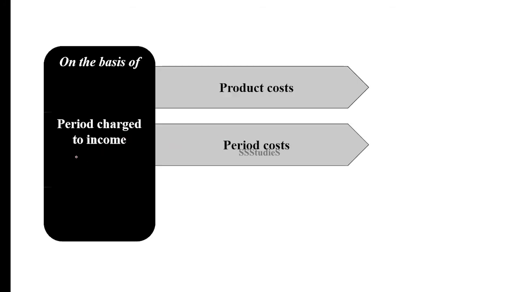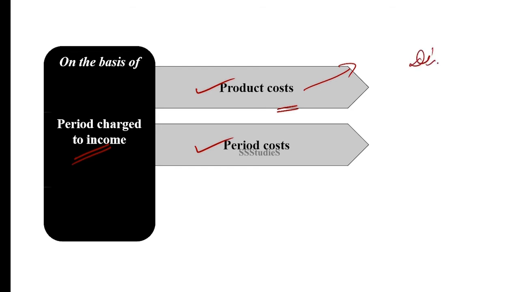Another basis of classification is depending upon the period charged to income. As such, this cost can either be product cost or it can be period cost. Now, product costs are those costs that are required for the production, and this will not be incurred if there is no production. Only when there is production, these costs are incurred. If there is no production, these costs are not incurred.